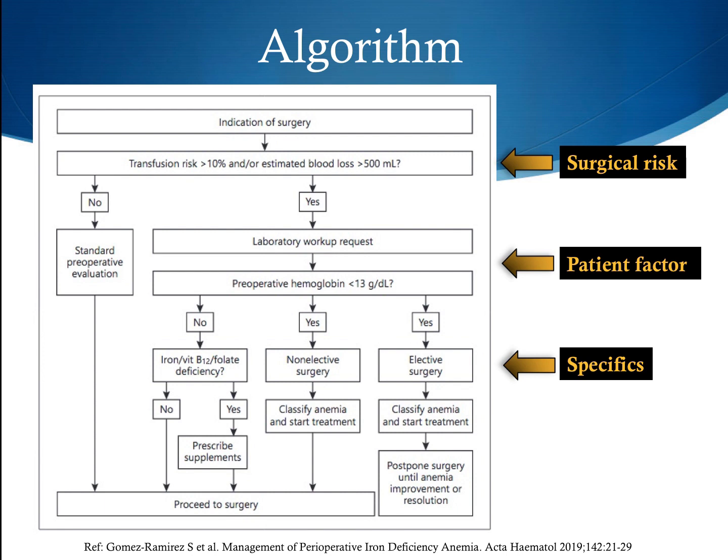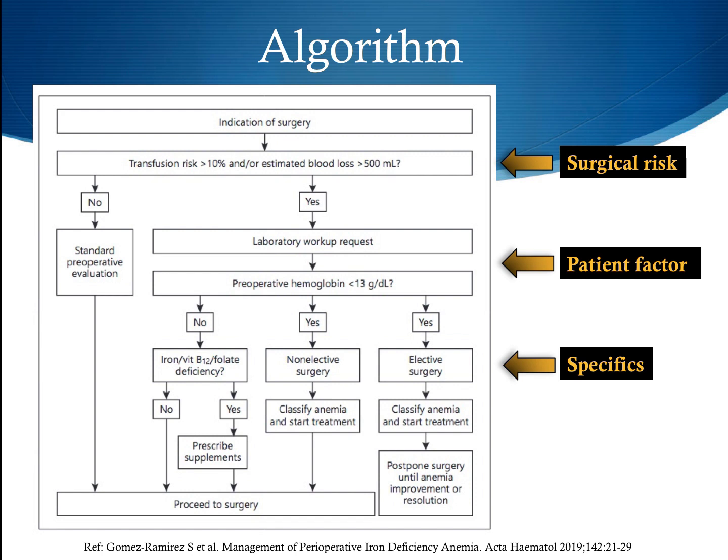So this algorithm, out of a very recent publication, actually makes it very clear the way how I think makes a lot of sense how to approach this problem. You first start out with the surgical risk. Patient is presented to you. Is this a surgery where I have a relatively significant risk that this patient will receive blood component therapy or lose a lot of blood? If no, then just proceed to scheduling the surgery.